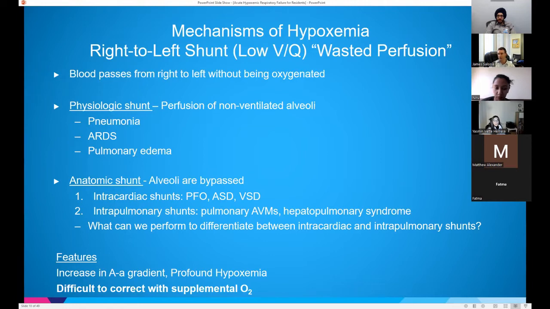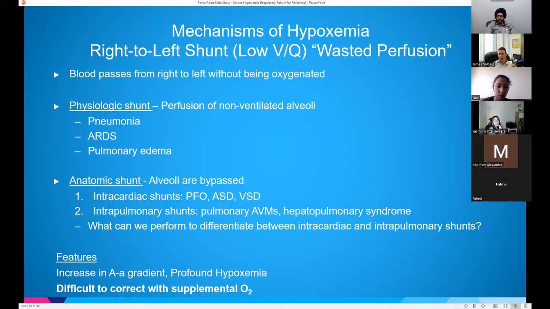There's different types of shunts. There's a physiological shunt, and then there's an anatomic shunt. The physiological shunts are the things that we're more familiar with: the pneumonias, the ARDSs, the pulmonary edemas. But the anatomic shunts are something we need to keep in mind, and we never want to forget them because they're important for our workup and to identify why somebody may be profoundly hypoxemic. The anatomic are intracardiac shunts and intrapulmonary shunts. The intracardiac being a PFO, an ASD, or a VSD, where you're going from the right to the left side of the heart and bypassing the lungs entirely.